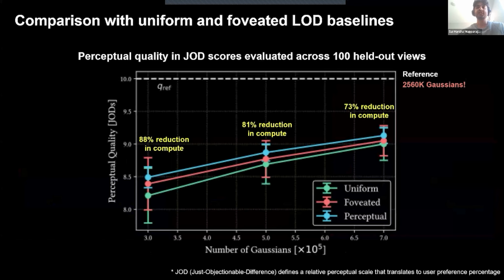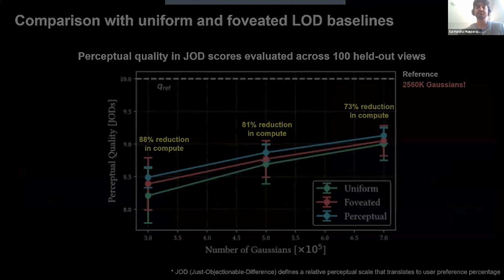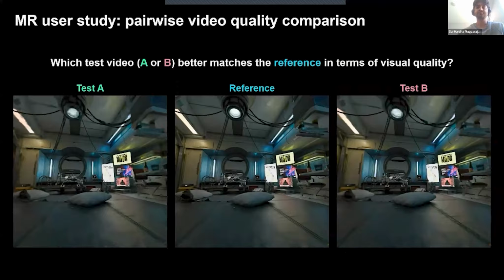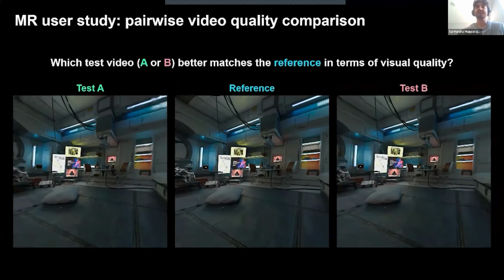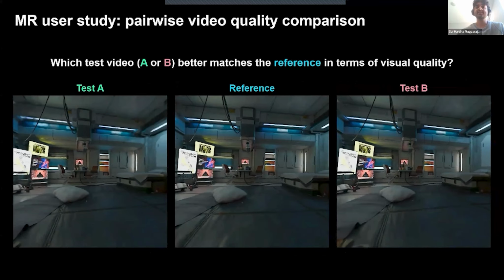Our method efficiently allocates budget and retains the perceptual quality, in JODs or just objectionable difference, better than the other 2 baselines of uniform and foveated. We show a plot of perceptual quality versus number of Gaussians, and our method, colored in blue, consistently performs better. I apologize for the unsynced videos.